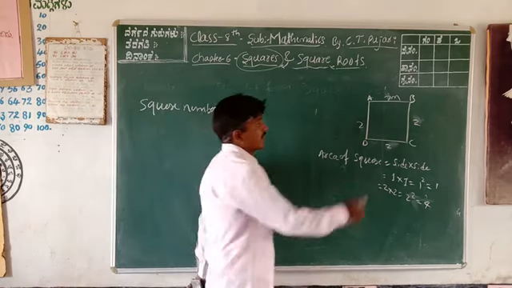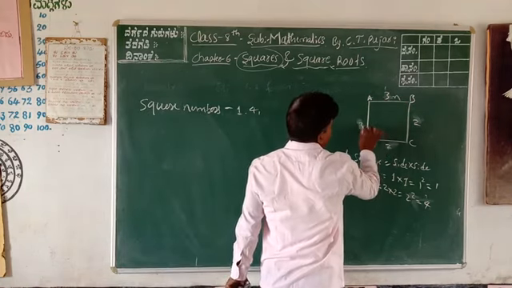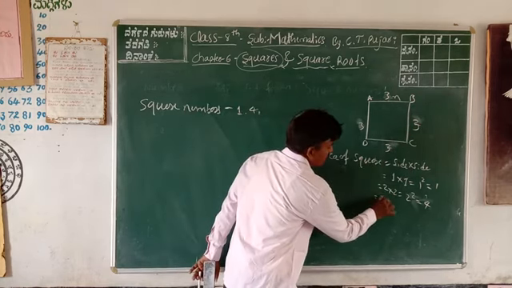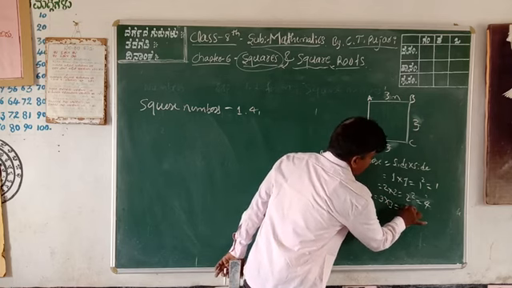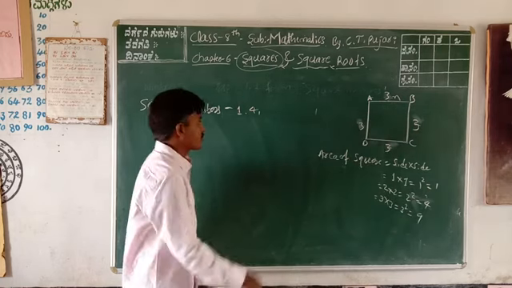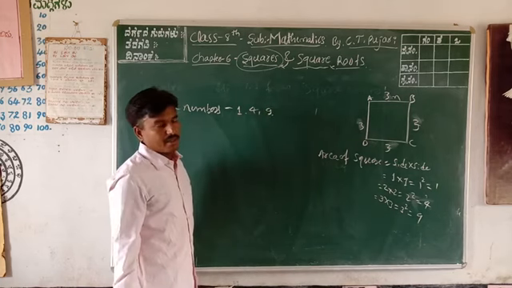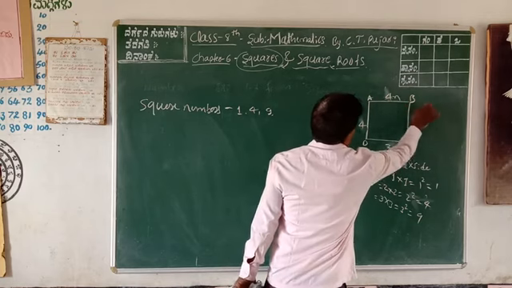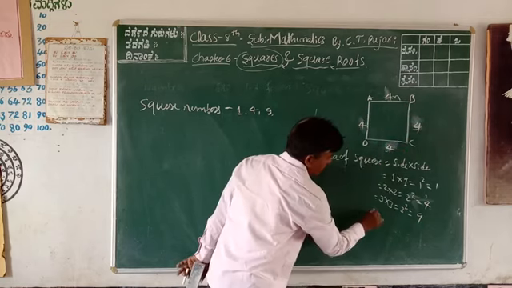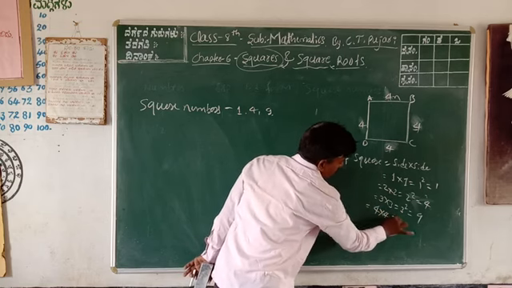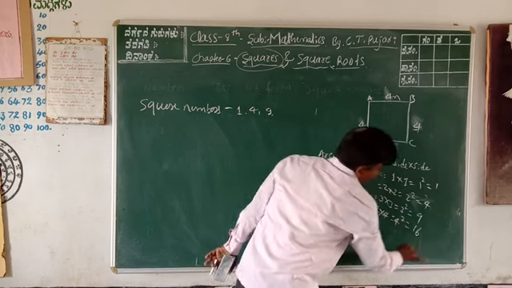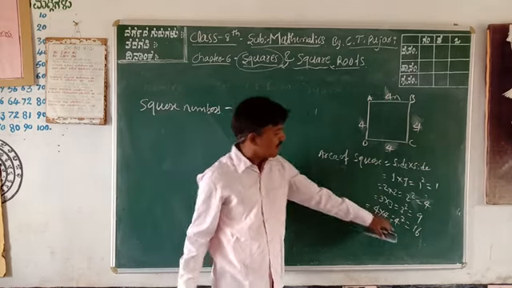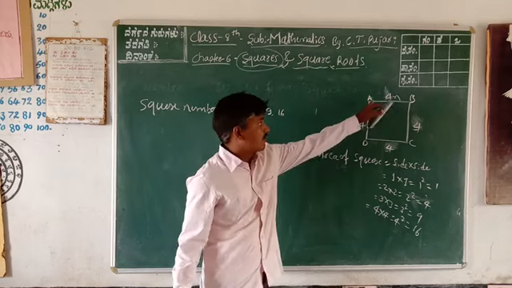What about next? Consider 3. The area of the square is 3 into 3, which is 3 raised to 2, equal to 9. Again, 9 is a square number. Next, consider 4. Each side is 4, so 4 into 4, that is 4 raised to 2, is equal to 16. Again, 16 is a square number, with the side being 4.